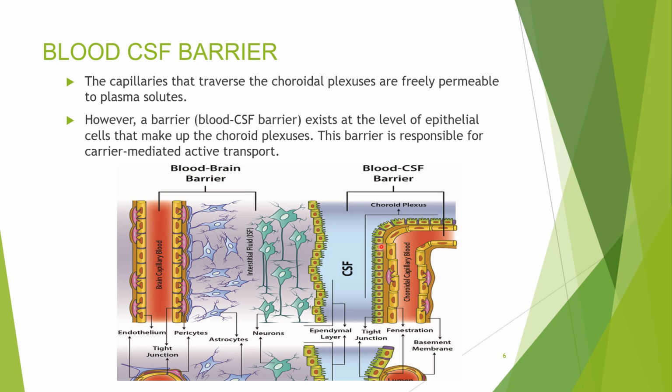Here you have epithelial cells. It is forming a blood CSF barrier. This is CSF. So it is forming the blood CSF barrier. This barrier is responsible for carrier mediated active transport. So here also you need a carrier to transport any material from here to here, the CSF. Whereas here in the blood brain barrier, this is the brain capillary blood. This is the endothelium of the capillary which forms tight junctions.